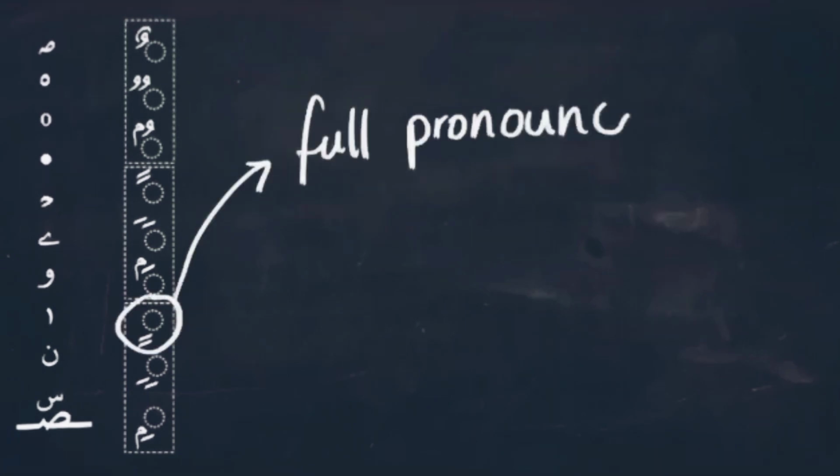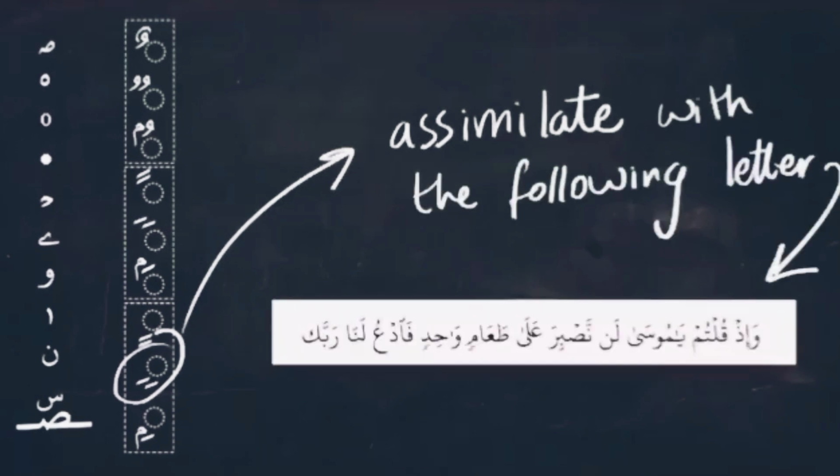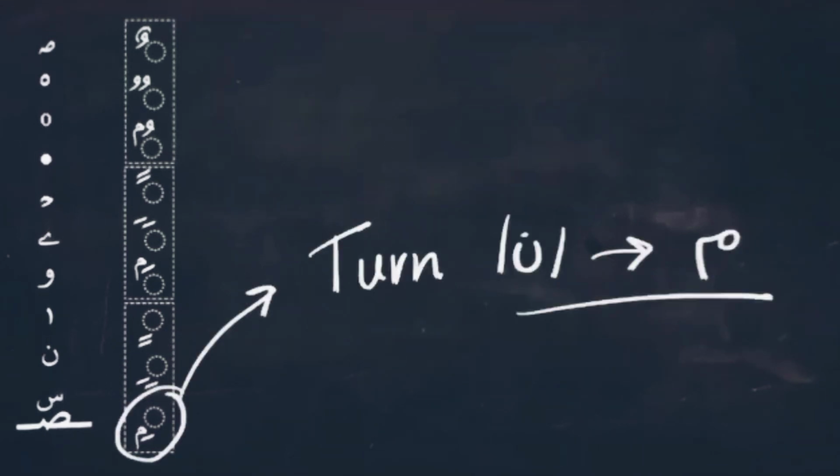Last is the tanween of kasr and its variations. And these are not so different from the previous 2. So this one is pronouncing the noon of the tanween, like وَمَا اللَّهُ بِغَافِلٍ عَمَّا تَعْمَلُونَ. And this one for assimilation. لَن نَصْبِرَ عَلَى طَعَامٍ وَاحِدٍ فَادْعُ لَنَا رَبَّكَ. And the last sign is turning the noon at the end of the tanween into a meme.